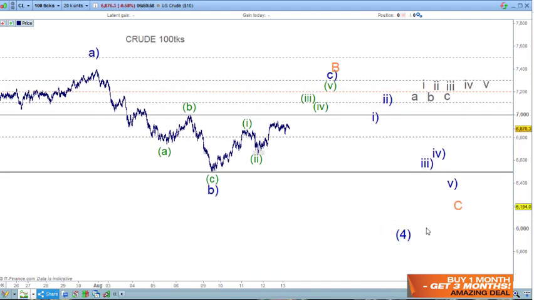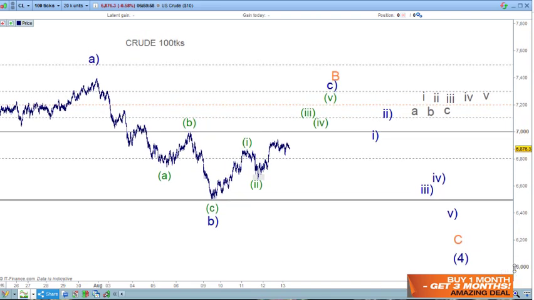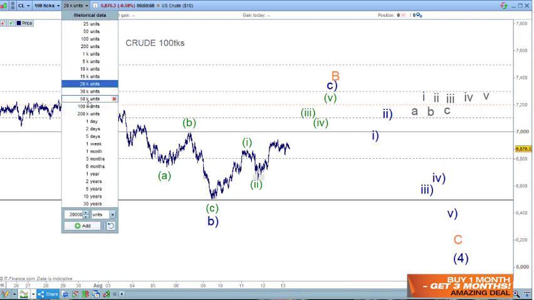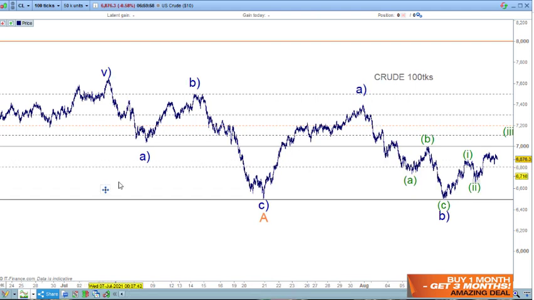To make wave C or 4. So once we're down here, we can start having a look at natural gas at that point, and we'll also look at Santos and Woodside and so on. But if I just bring in a little bit more here, we can see the whole correction. So that's from the top over here.